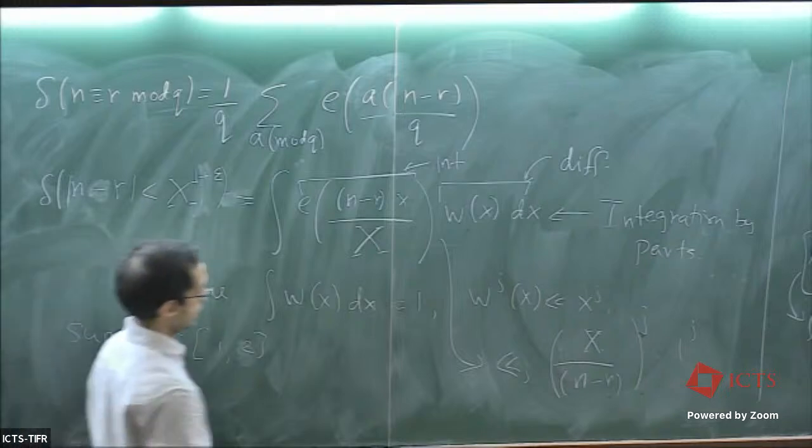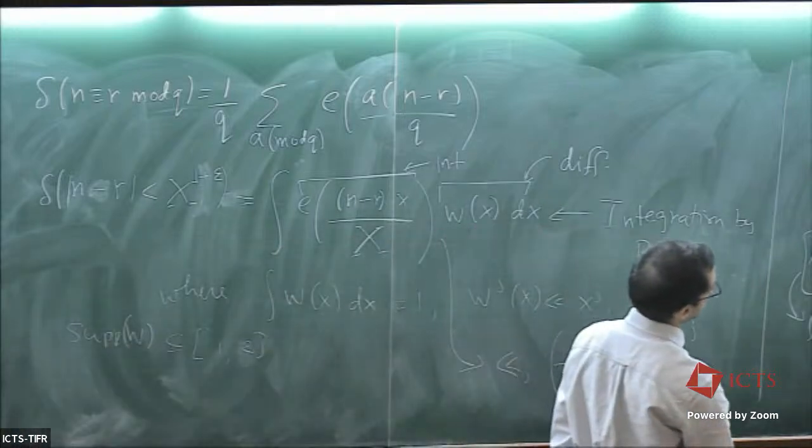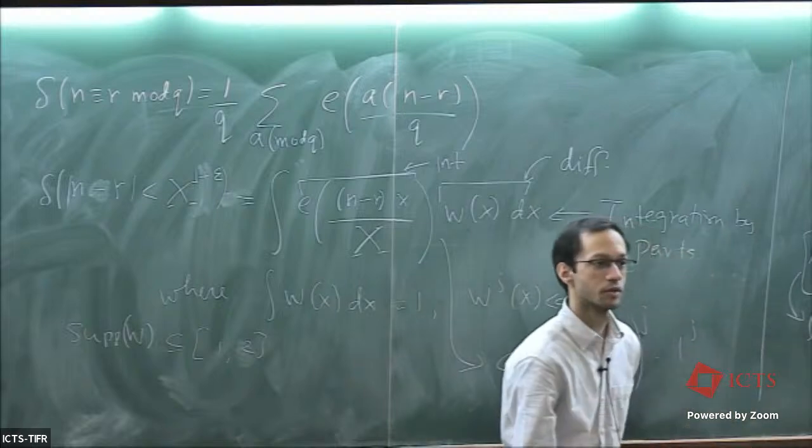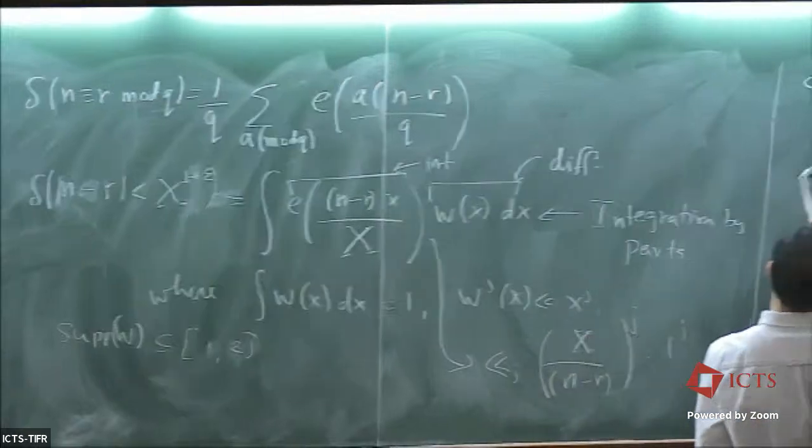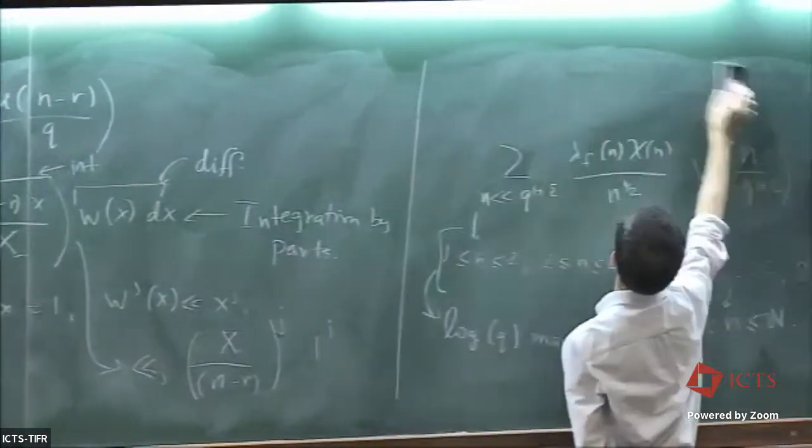And I also want to make a comment about the Kloosterman version of the delta method that we have seen. And that kind of relates with all of these delta symbols.